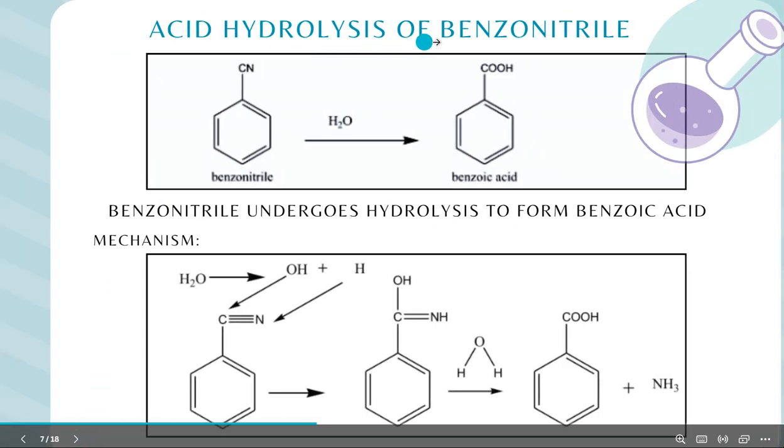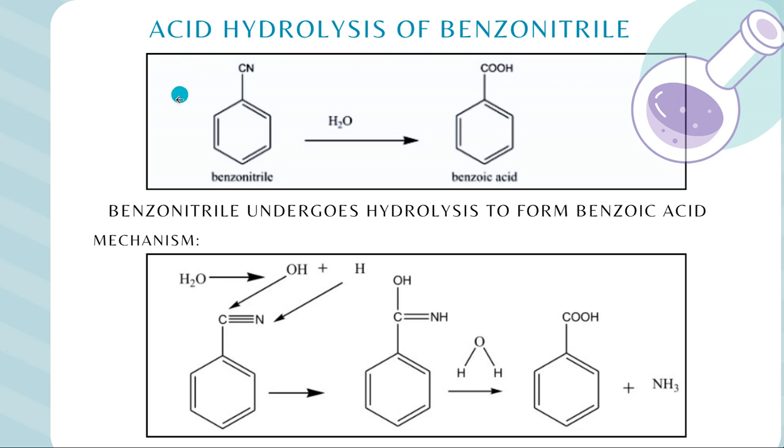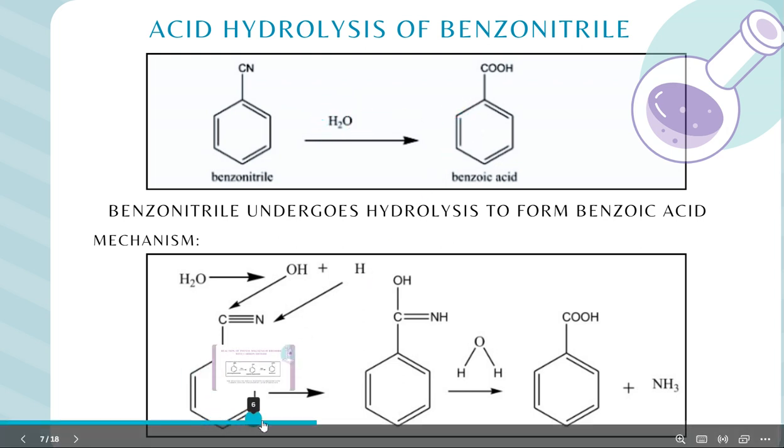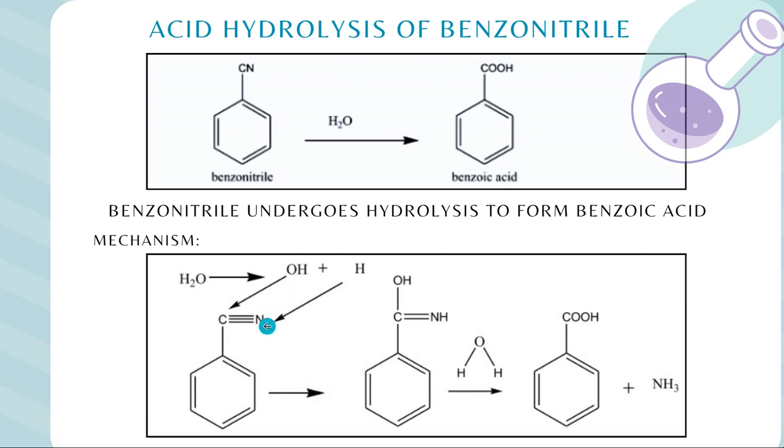Further, acid hydrolysis of benzonitrile. C triple bond N is nothing but the nitrile functional group, so attached to a benzene ring it is benzonitrile. On simple acid hydrolysis it gives benzoic acid. Water dissociates here as H plus and OH minus. So this H attacks the nitrogen, forming NH, and OH attacks the carbon, forming C–OH.